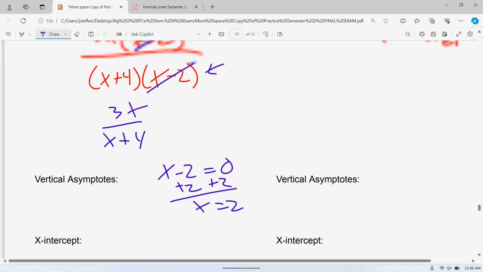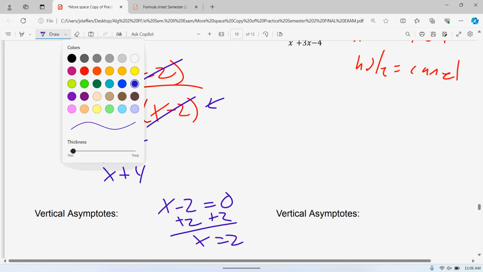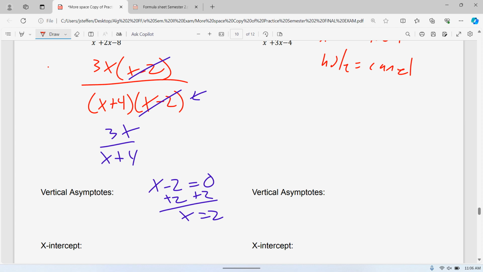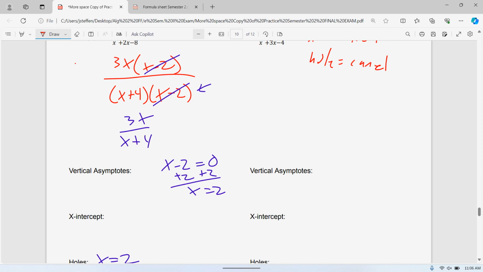For the vertical asymptote, what makes the denominator equal to 0? You can either solve it and subtract 4, or it's just the opposite of that. So x is equal to -4. And the x-intercept will make the numerator equal to 0. A lot of people want -3, but remember, 3x, if you make that equal to 0 and divide both sides by 3, your x-intercept is just 0.